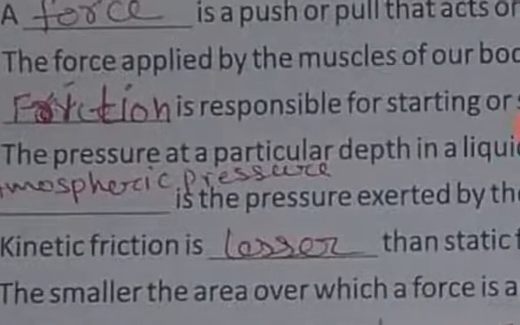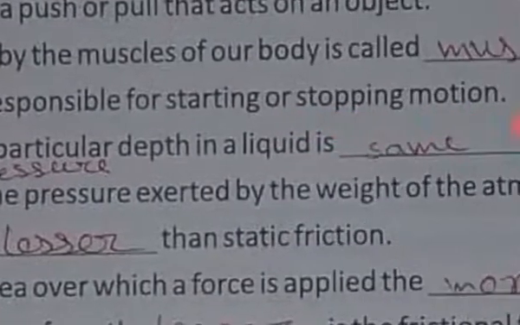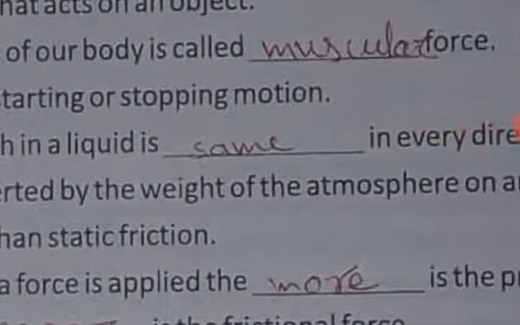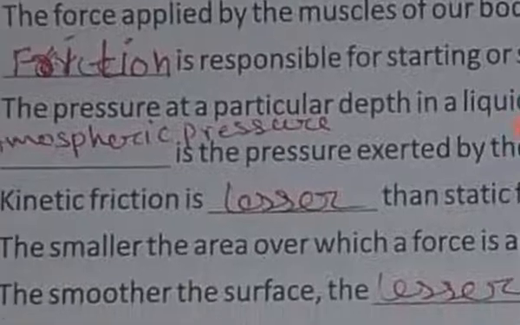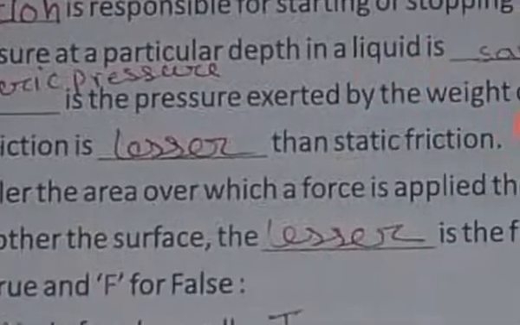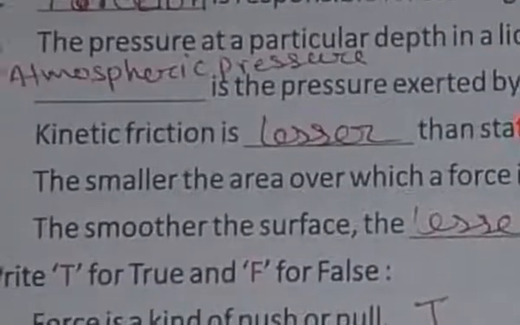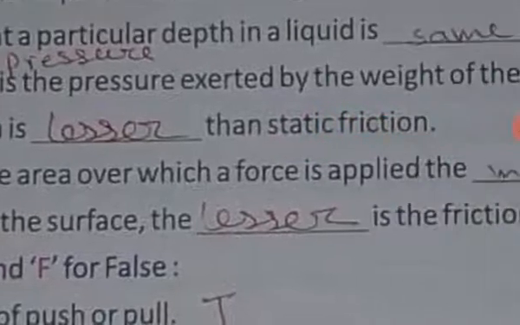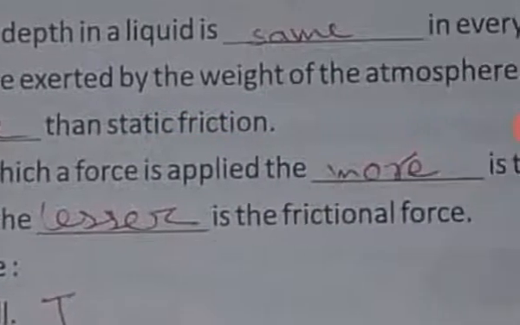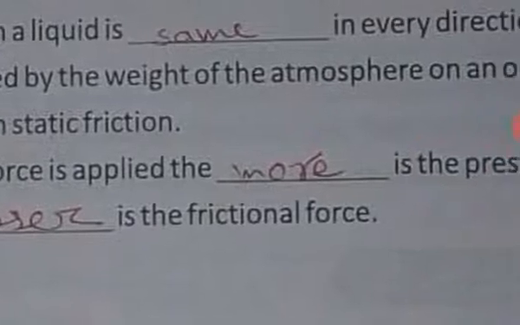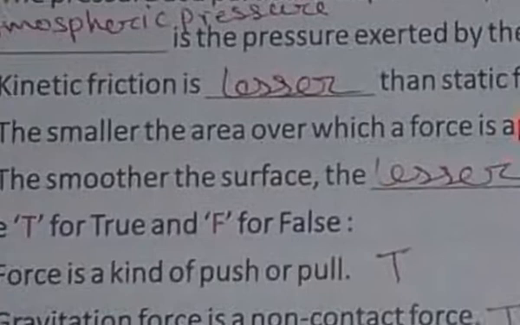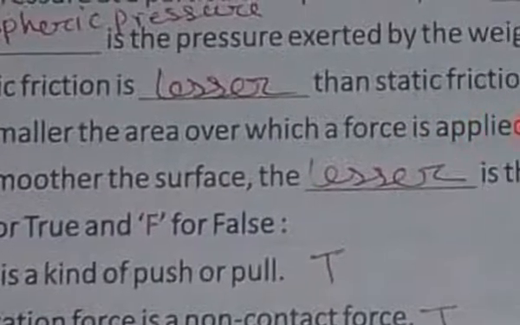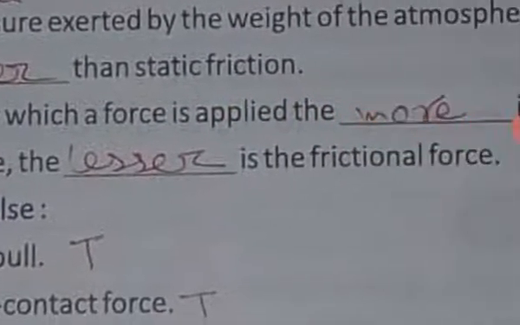Atmospheric pressure is the pressure exerted by the weight of the atmosphere on an object. Kinetic friction is lesser than the static friction. The smaller the area over which a force is applied, the more is the pressure. The smoother the surface, the lesser is the frictional force.